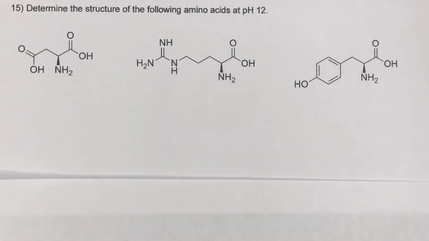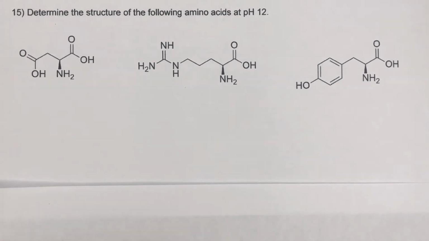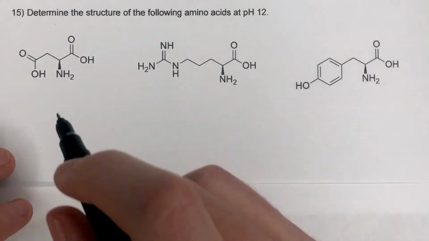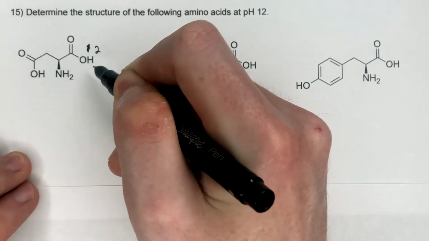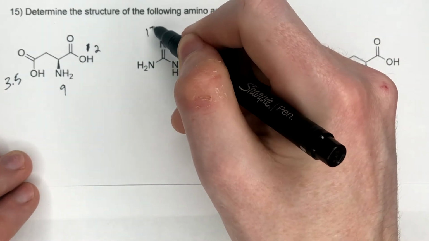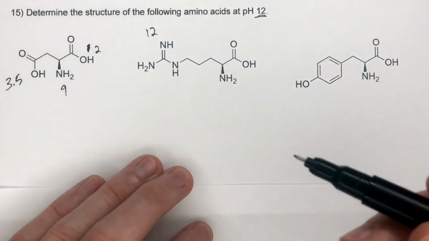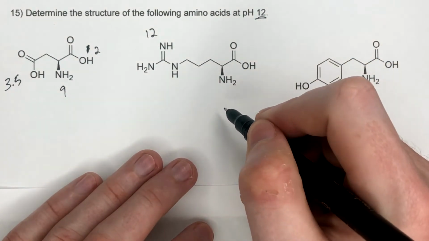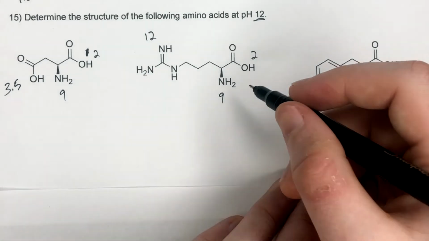So for 15 here, we're asked to determine the structure of the following amino acids at pH 12. Now this is extremely basic, so we're going to get deprotonation occurring at many of the sites that are possible. So again, go through the pKa values. This one's about 2, so I'm not going to write pKa this time just to save a little time. pKa of 2, pKa of 9, pKa of 3.5. pKa of 12, again, I'm going to assume at the actual value we're going to get full deprotonation. So this should be clarified with the professor when given this exam. But nevertheless, we'll go through this.